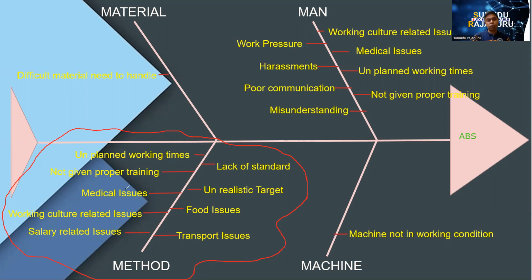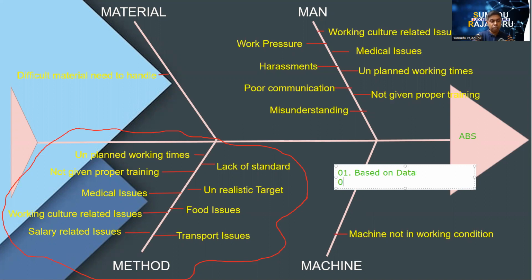Now we have to prioritize the causes to give the solution. There are several methods to prioritize. Basically, there are three methods. If we have data, I'll write in here, based on data, we can prioritize. So based on the data, we can prioritize.